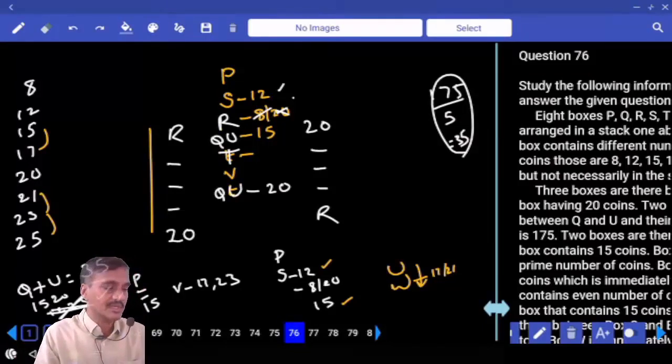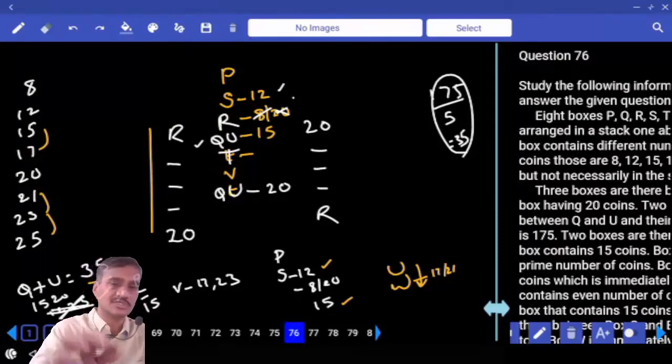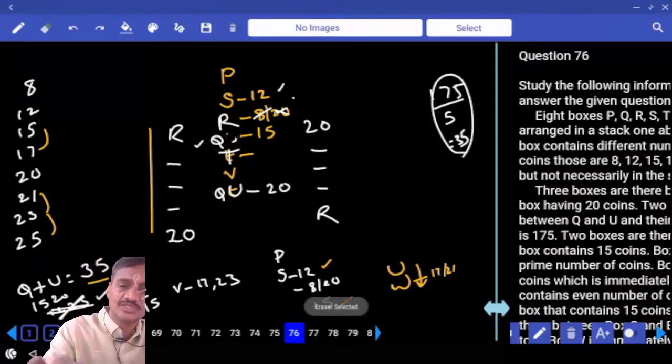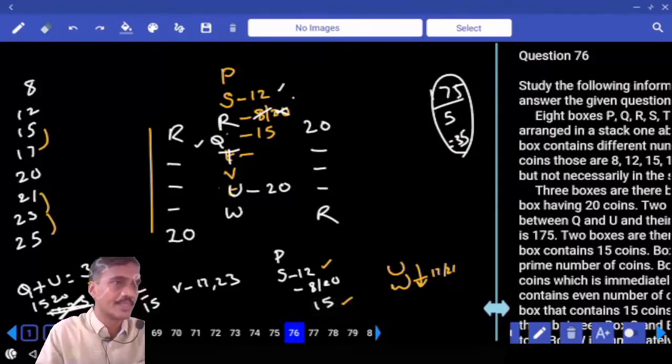Now, P, S, R, next Q, R, U, T, V, U, R. Now, can we have U at this place? No. Why is it no? Because U and W must be adjacent to each other. As U and W are adjacent to each other, we cannot have U at this place. Q is here. If Q is here, U is here. And U is here, W is here. And with U and W, 1, 2, 3, 4, 5, 6, 7, 8, the order is finalized.